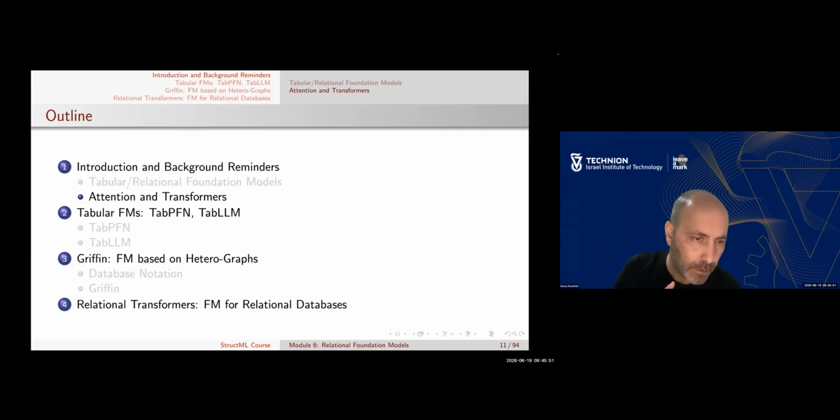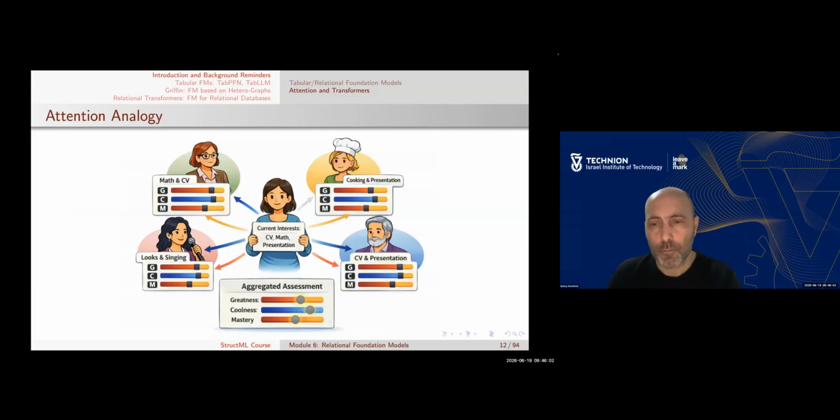Now, before we delve into specific foundation models, it's important to recall the attention and transformer mechanisms. Okay, so we used this analogy of attention in the past. We have this person in the middle who is about to take a job interview, and she has her skills, presented by her CV, math skills, and so on.